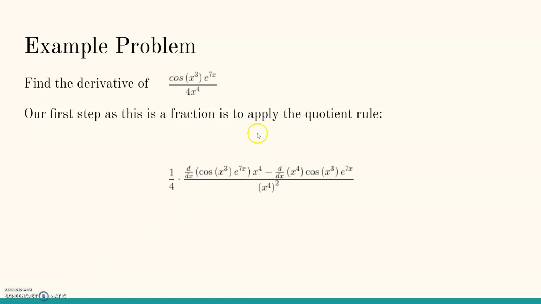I factored out the 1/4, so you have 1 over 4 sitting right here. Then you have the derivative of the whole thing, cosine x to the third e to the 7x, times the original function, x to the fourth, minus the derivative of x to the fourth, keeping the top function the same, cosine x to the third e to the 7x. And then you have x to the fourth all squared under here.